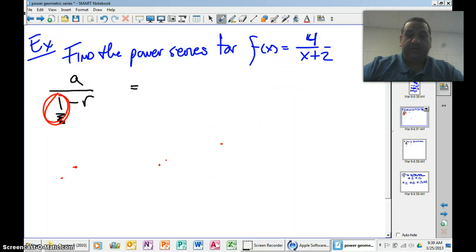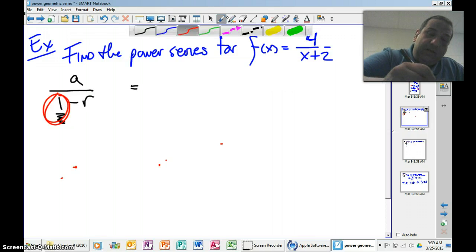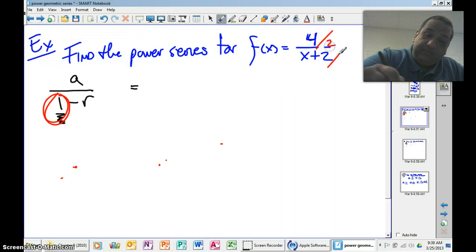Next, find the power series for 4 divided by x plus 2. Well, let's think about this for a minute. Let me get my notes going. So that means, first of all, this needs to be 1. So what I'm going to do is take each one of these and divide by 2. So that will give me 2 over 1 plus x over 2.